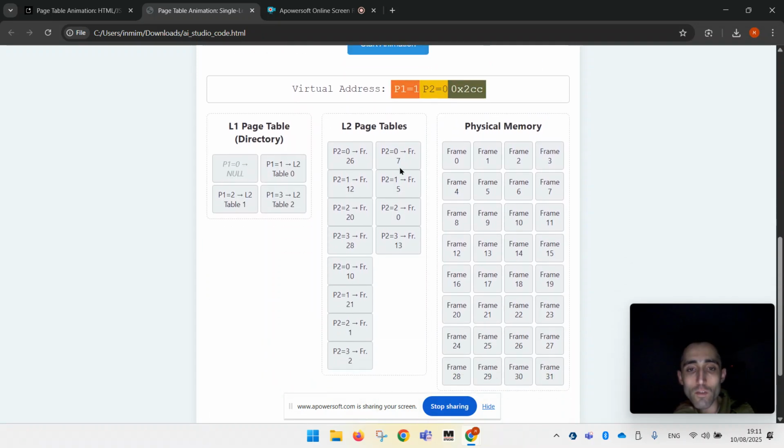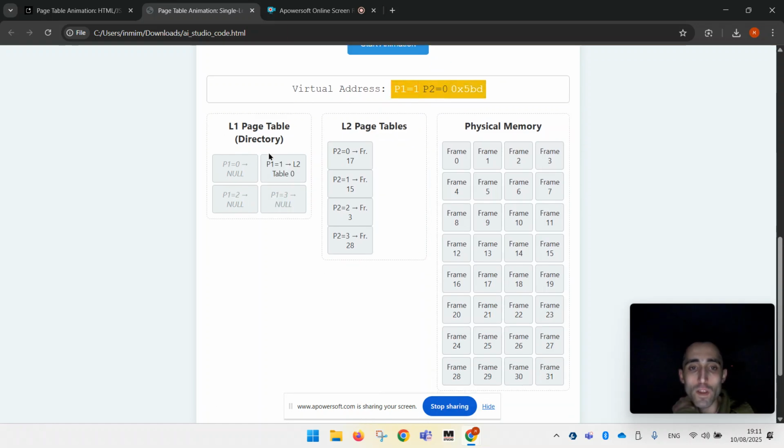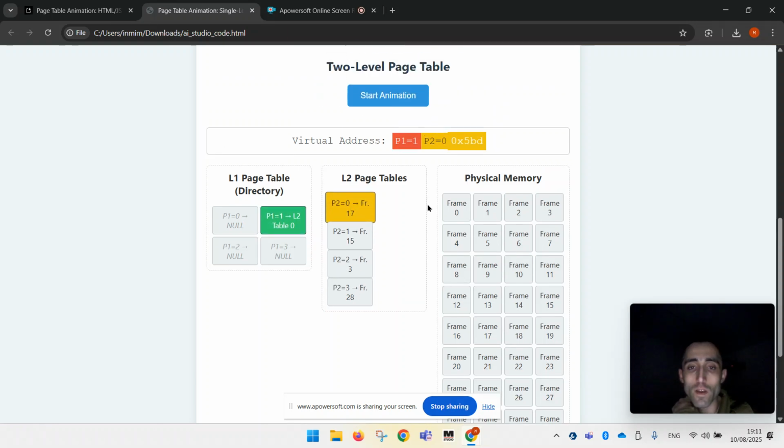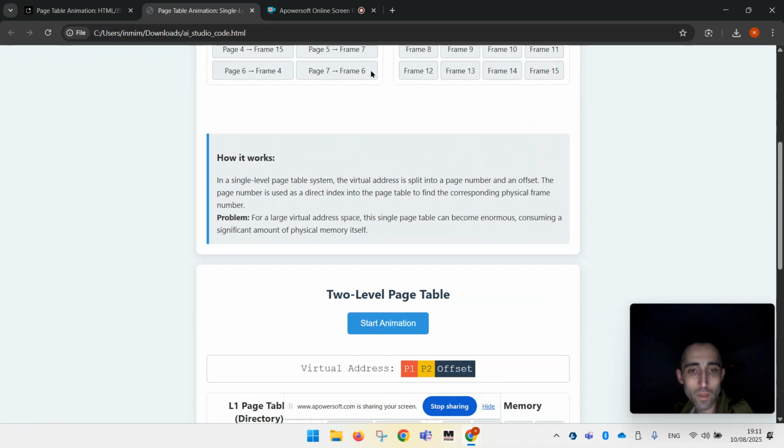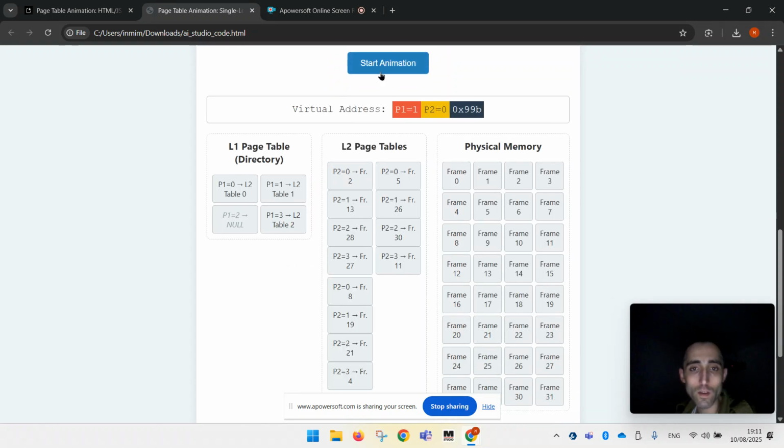Maybe let's take another example. P1 equals 1, it's table 0. Take table 0. From here, take P2 equals 0, frame 26. Let's see another example. P1 equals 1, table 0, P2 equals 0, frame 17. Maybe another example, but with more pages. Okay, this is nice.